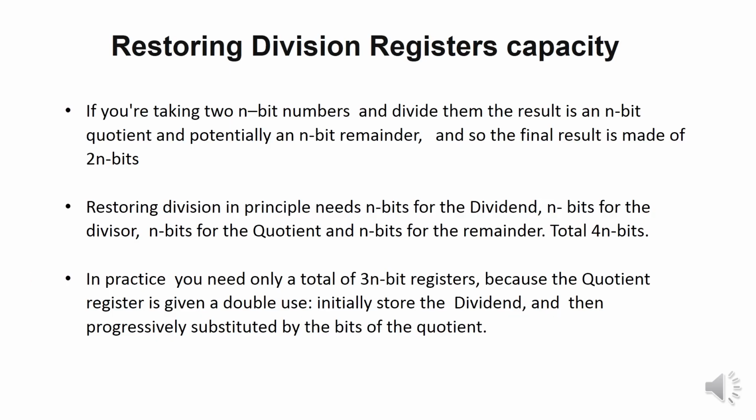But in practice, you need only a total of 3 times n bits, because the quotient register is given a double use. Initially it stores the dividend and then progressively is substituted by the bits of the quotient.